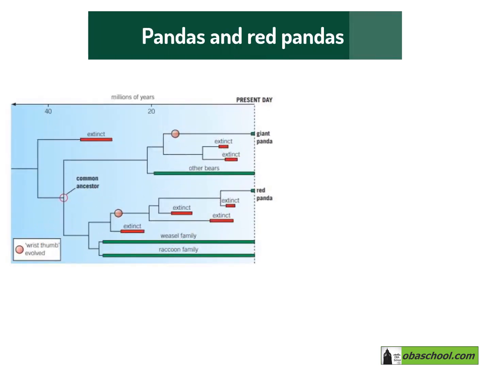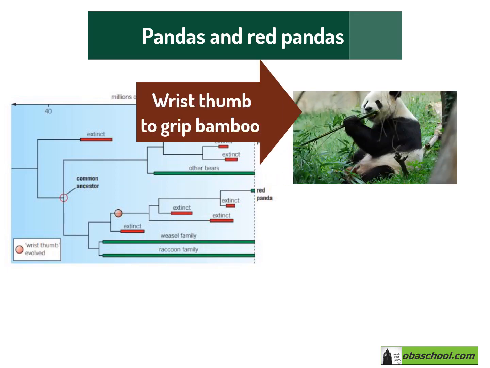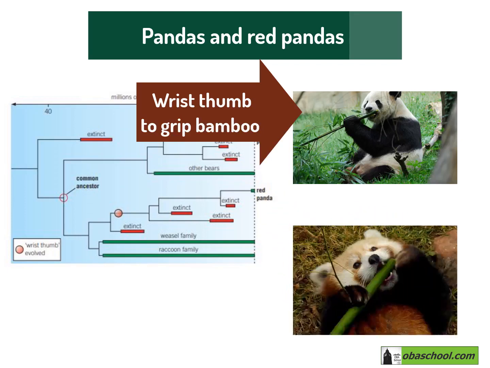Now let's take the evolutionary tree of the panda and the red panda. Giant pandas have a wrist thumb in order to eat the bamboo. The only other animals with a similar wrist thumb are the red pandas. So, both the red pandas and the giant pandas eat bamboo. And based on their feeding relationships, it looks like they are closely related in evolution.